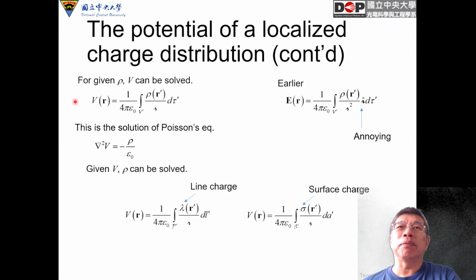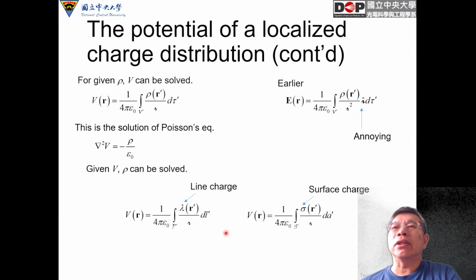So we have the potential. Now, as long as we know the charge distribution, we can solve for the potential. Given the potential, rho can be solved, and that's it. In the original equation, if we know the potential, the charge distribution is easier to solve anyway. Okay, that's it. We'll make a short conclusion a little bit later.